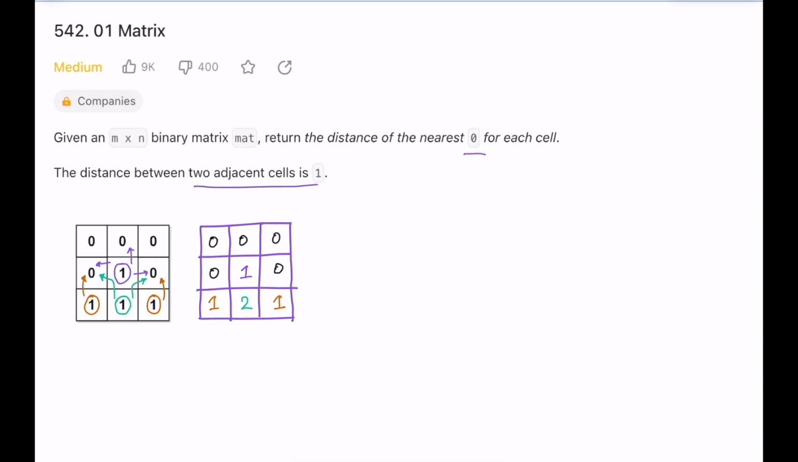How would we go about solving problems like this? The hint for that is again in the question, where it's asking us to find the nearest distance. Anytime we have to find the nearest or the shortest distance, if we can convert this given matrix into a graph, then we can apply the breadth first search algorithm to find the nearest 0 cells. So how would we convert this matrix into a graph?